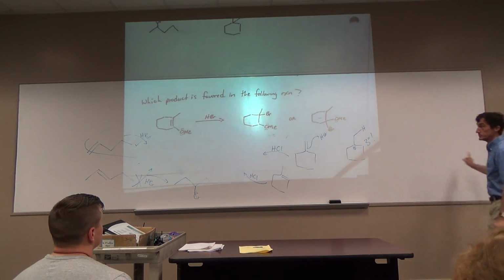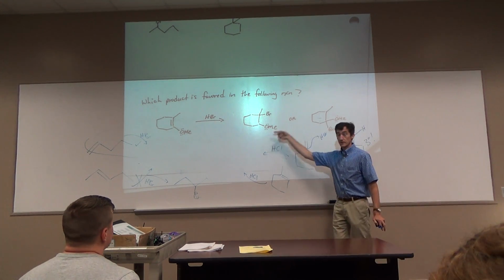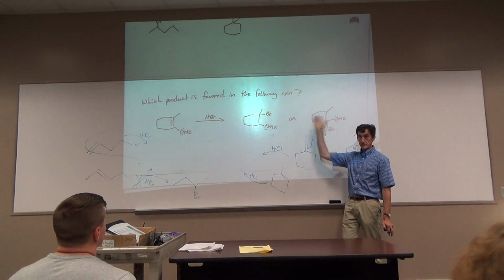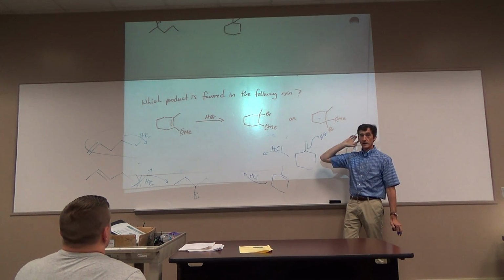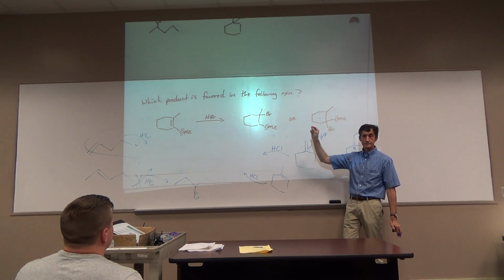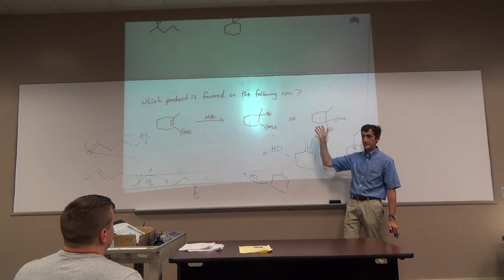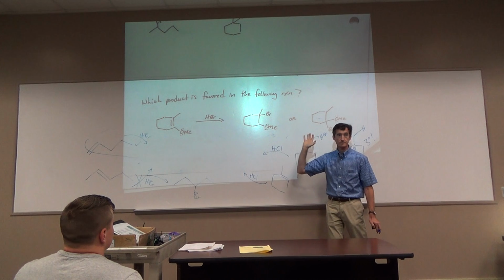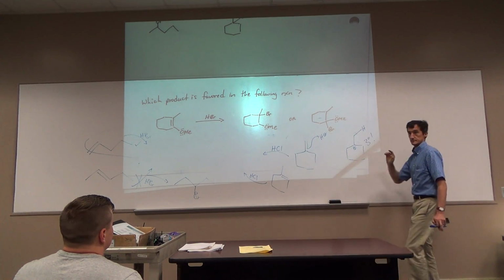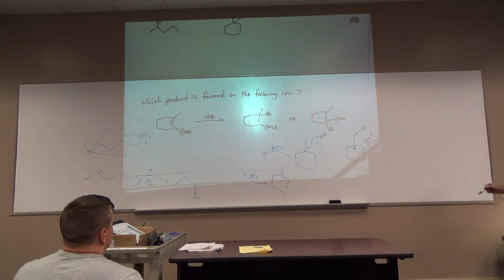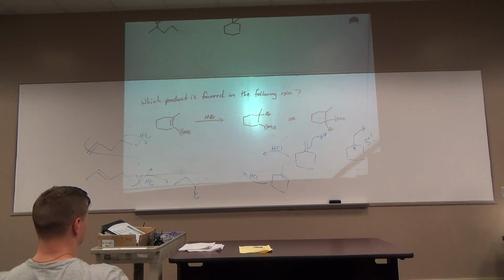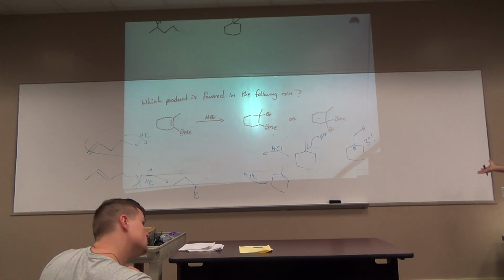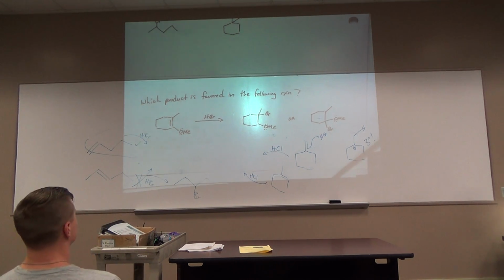Ultimately, what's going to drive the regiochemistry here? Stability of your intermediate. So really what this question is asking is which cation is going to be most stable. Show both cations and consider which is most stable. Once you find the most stable cation, we'll then just add the bromine to that cation, and that's going to be your product.